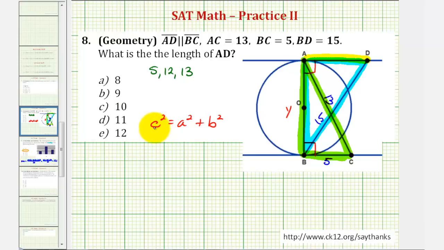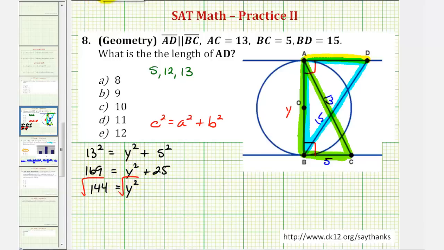So c must be the hypotenuse, which in this case is 13. So we'd have 13 squared equals a squared, which we'll let be y squared, plus b squared, which we'll let be 5 squared. So we'll have 169 equals y squared plus 25. Subtract 25 on both sides. That would give us y squared equals 144. We know y has to be positive, so taking the principal square root of both sides, since 12 times 12 is equal to 144, we have y equals 12.